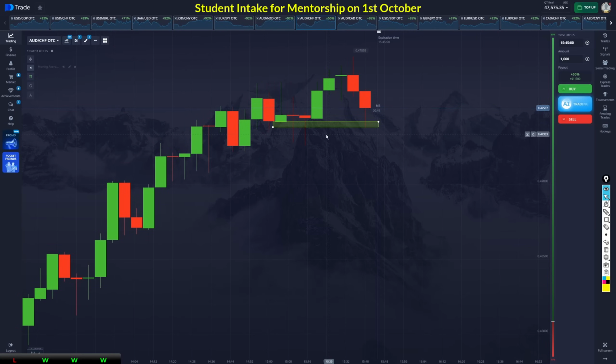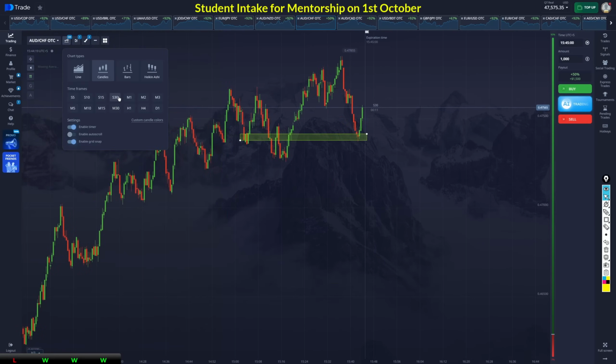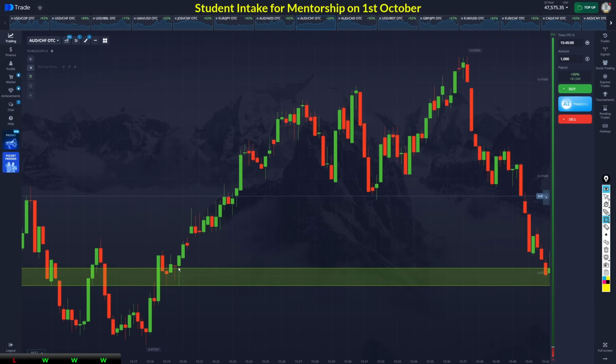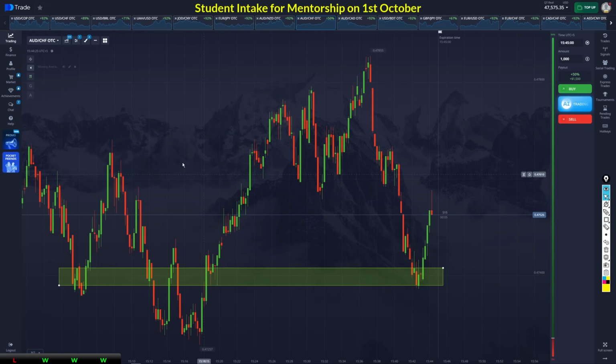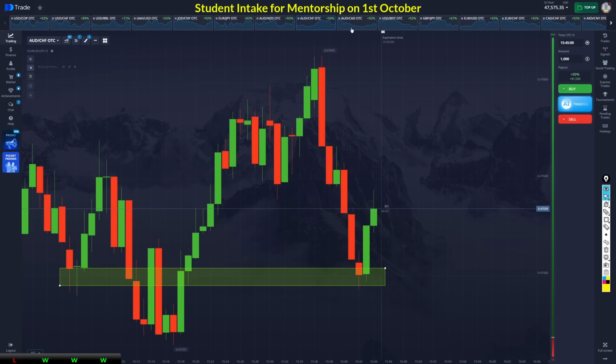Now in 5 minutes, you see this little engulf, but the zone itself is outside the engulf, so it's not a valid QM. Even if it worked, I would say it's not a valid QM. Yes, it worked. Look, this is the demand. It worked, but it's not a valid QM for me. Let's just move on.